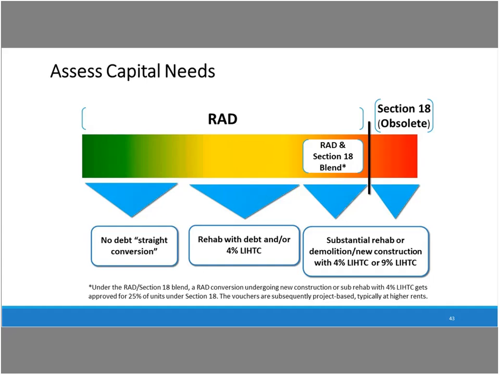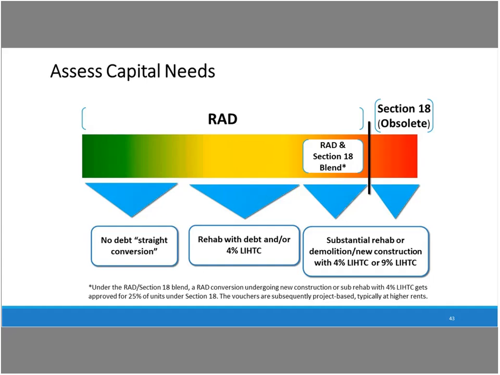The boxes down below then illustrate some of the financing schemes that go along with those types of capital needs. So a no debt or straight conversion would mean that you're just changing the subsidy from traditional public housing to the Section 8 platform. Continuing to the right along the capital needs barometer, there's some rehab that's needed, and you can do that with maybe just debt and or 4% low-income housing tax credits.